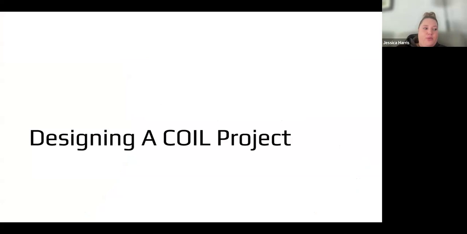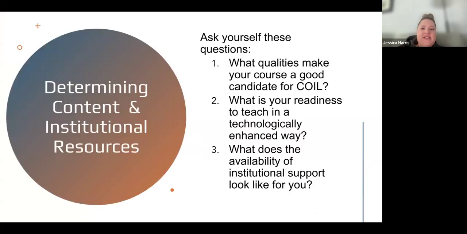So, designing a COIL project. What does it take to actually design one? The first things you want to ask yourself is what qualities make a course a good candidate for COIL, right? So thinking about your courses, what would be a course that would be a great way for you to integrate these COIL experiences with an international partnership? What is your readiness as an instructor to teach in a technologically enhanced way? There is a lot of technology that you're using. There's virtual meetings, there's all class meetings, those types of things when designing that COIL course. And what does the availability of your institutional support look like for you?